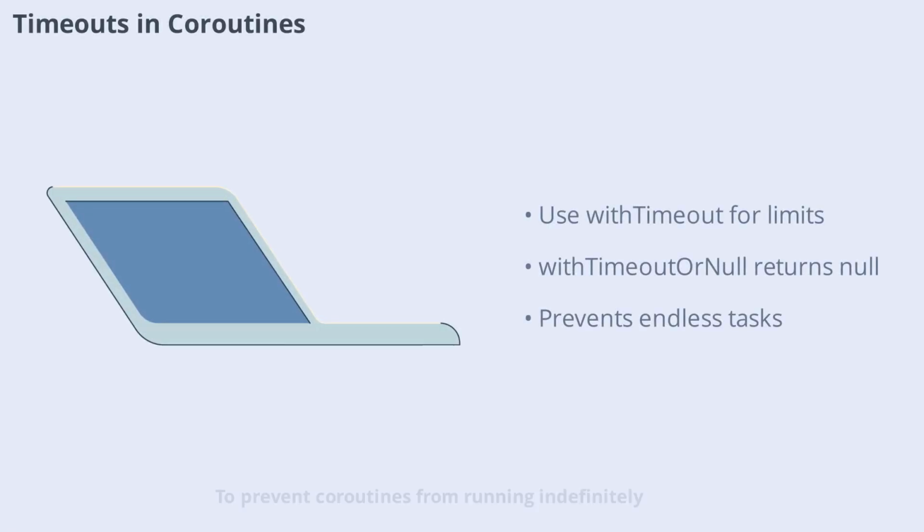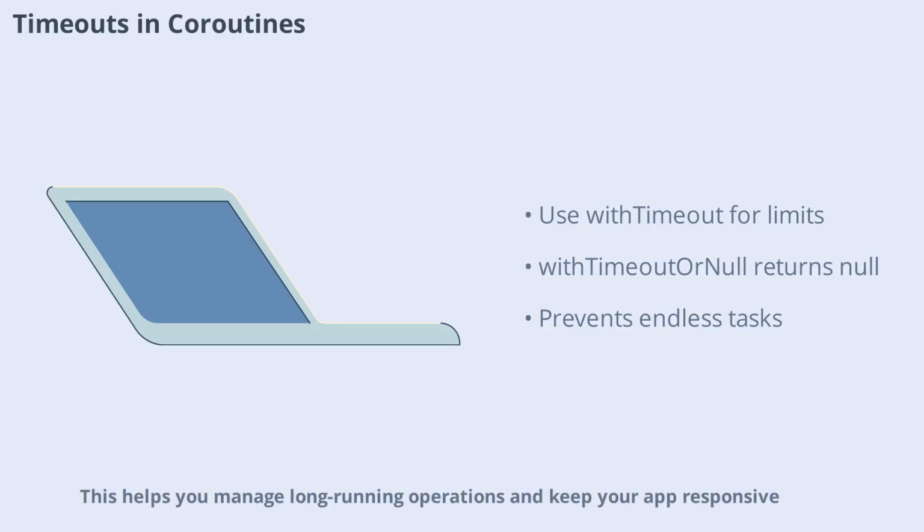To prevent coroutines from running indefinitely, you can specify a timeout using withTimeout or withTimeoutOrNull. withTimeout throws a TimeoutCancellationException if the time is exceeded, while withTimeoutOrNull simply returns null. This helps you manage long-running operations and keep your app responsive.